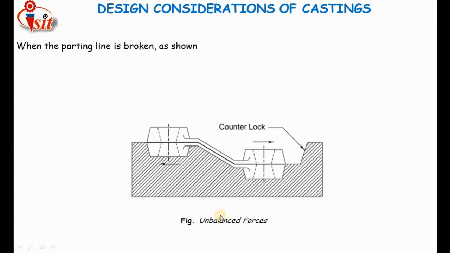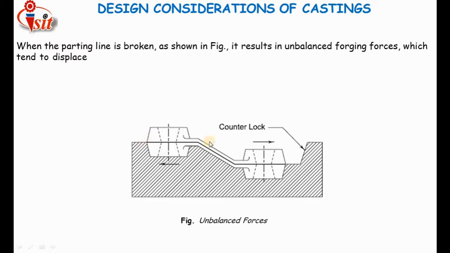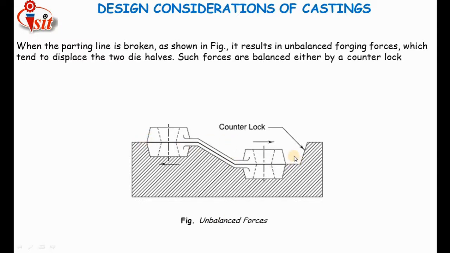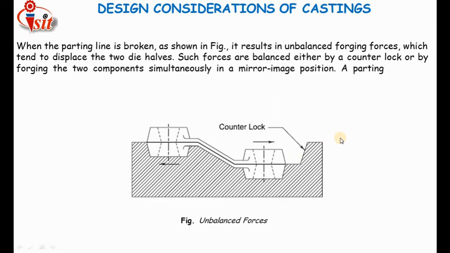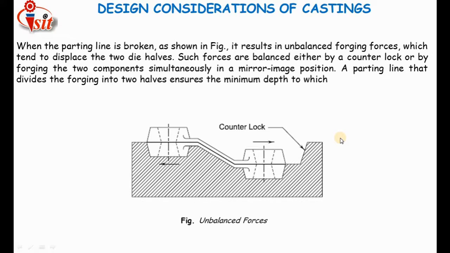When the parting line is broken, as you can observe in this figure, it results in unbalanced forging forces which tend to displace the two die halves. Such forces are balanced either by a counter lock or by forging the two components simultaneously in a mirror image position.